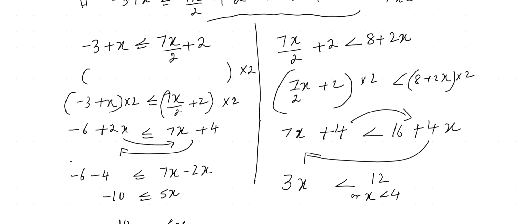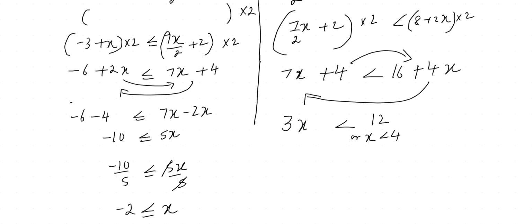We just cross-check if we think we have gone wrong. 7x plus 4 less than 16 plus 4x. So 7 minus 4 is 3x. 3x is less than 16 minus 4 is 12. 3x is less than 12. So x is, we divide both sides by 3. 3x is less than 12. X is less than 4, right?